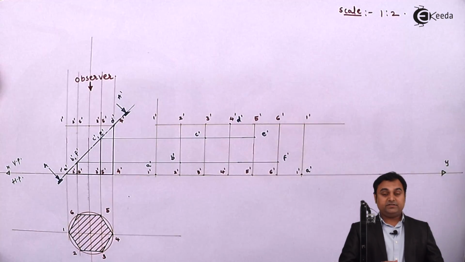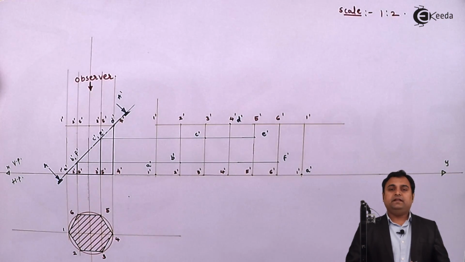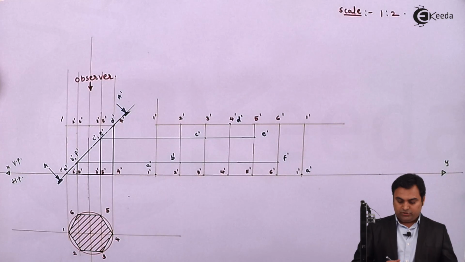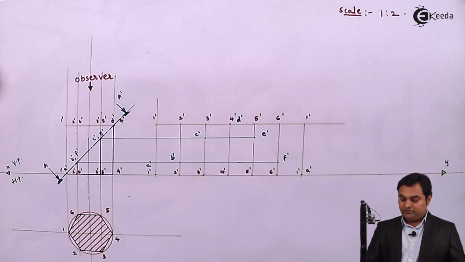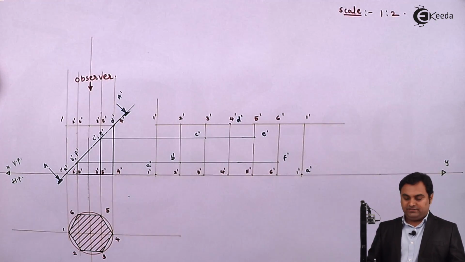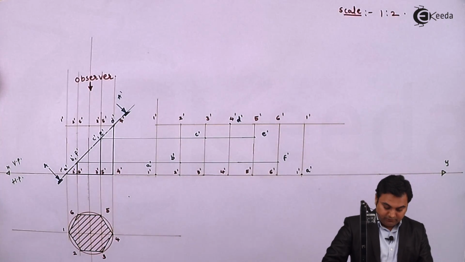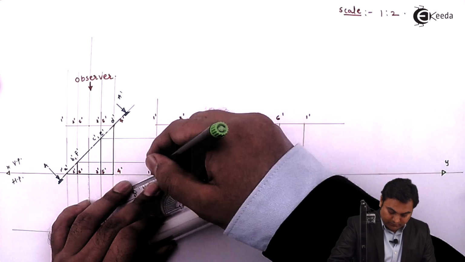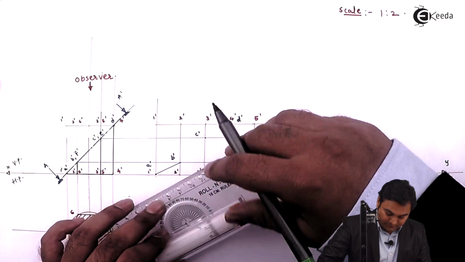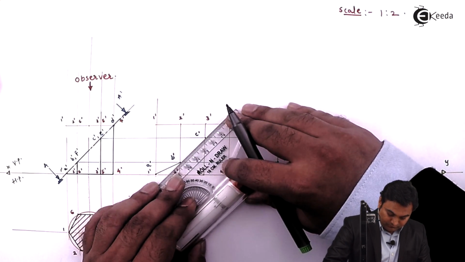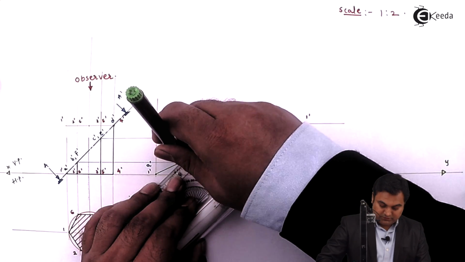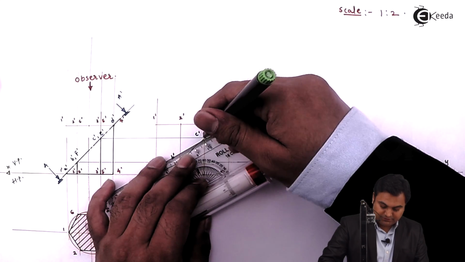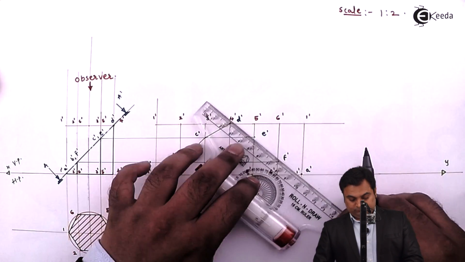Next, since it is a hexagonal prism, it doesn't have curved surface like cone or cylinder. So we are going to join these points with the help of light lines connecting them. It will be from A dash to B dash, then from B dash to C dash, then C to D, and in order for the remaining points.